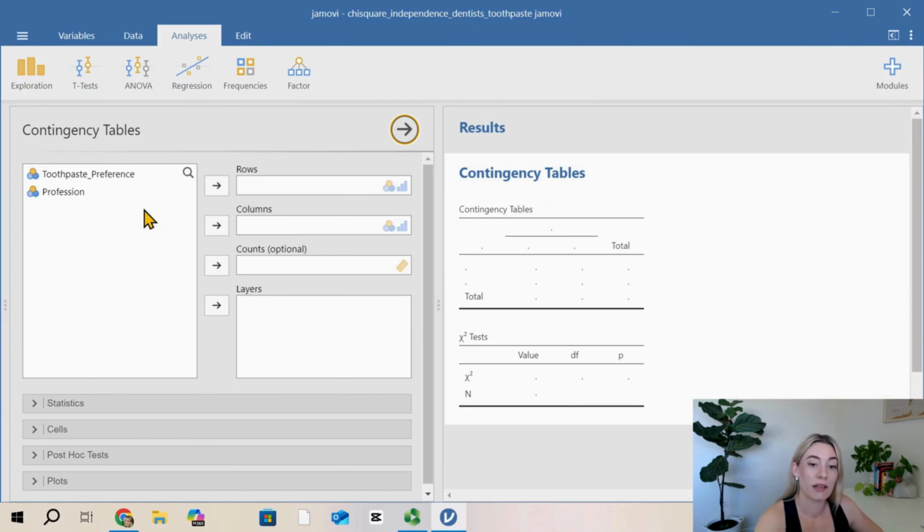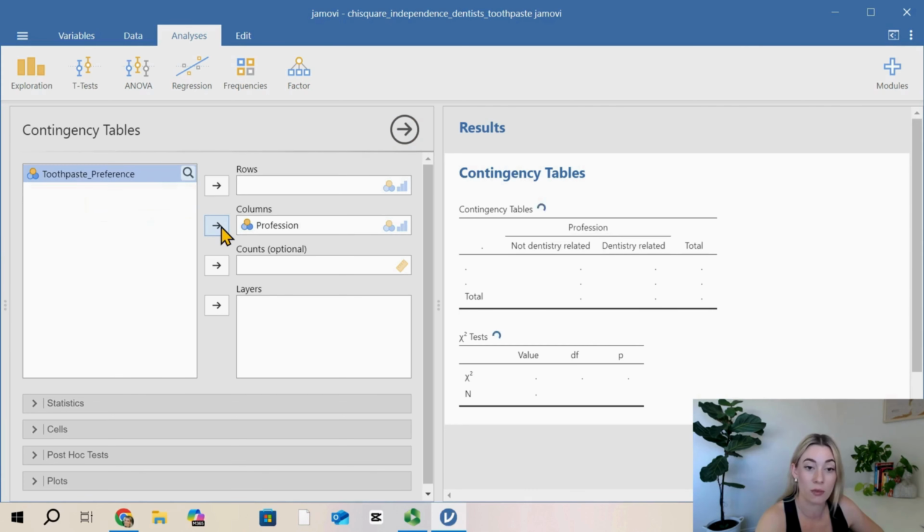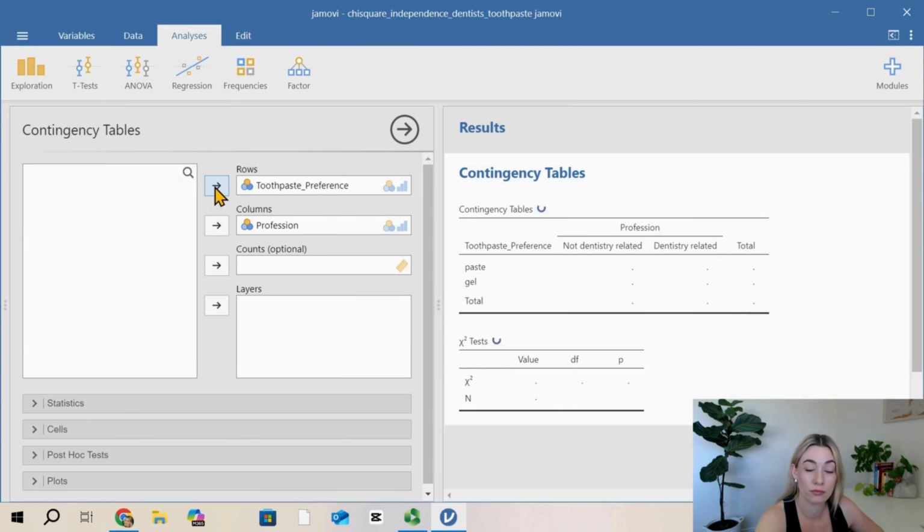And here we would typically include our independent variable within columns and our dependent variable within rows. It doesn't produce any different results depending on where you put your variable. It's more just to support interpretation with how it presents that information in the output. In this specific example, we consider profession to be the independent variable, so we'll move that over to the columns box, and we'll move toothpaste preference into rows.